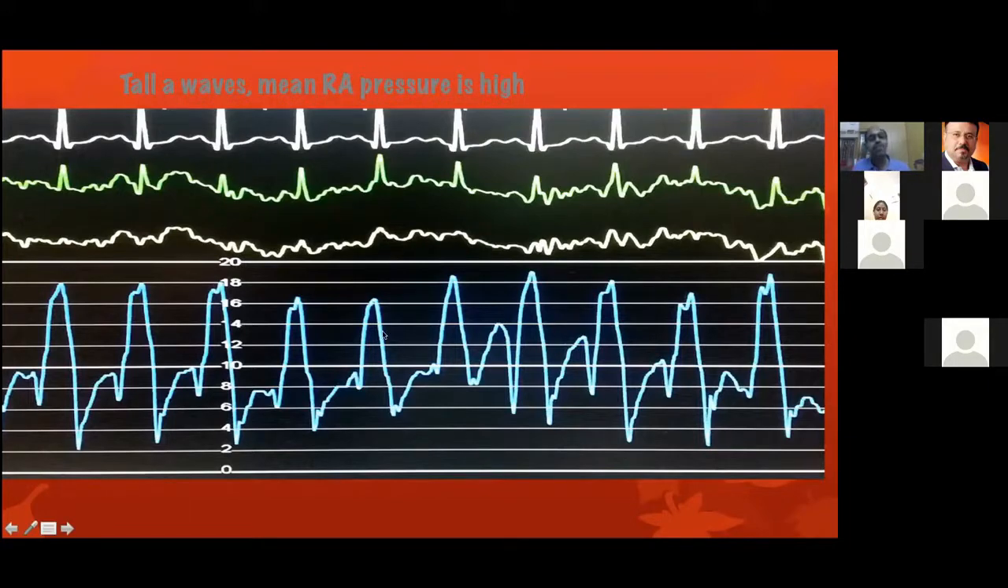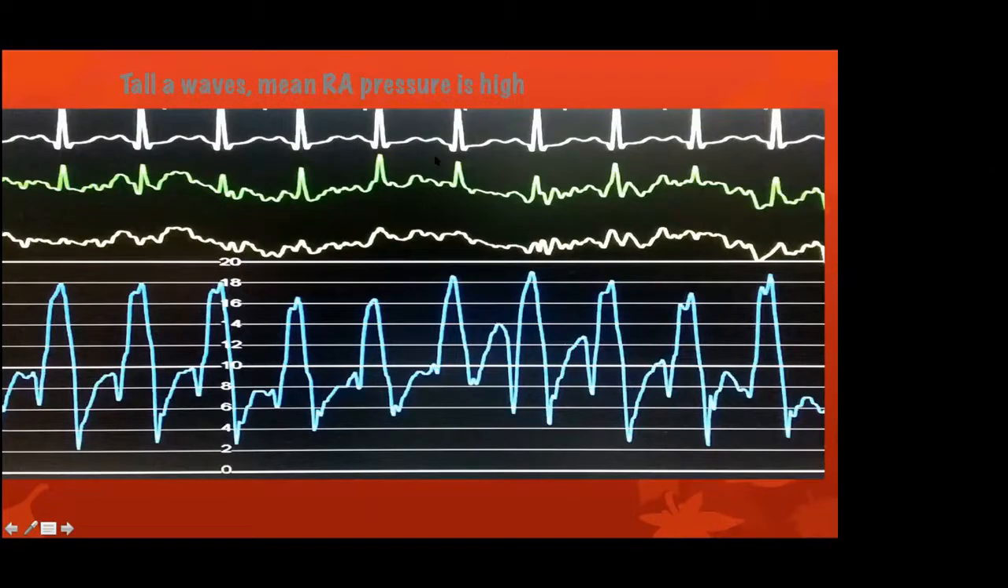Right atrium, this is a right atrial pressure trace with very tall A waves. So the mean pressure is also high. So what is seen here? The right atrial A waves are as high as 17 to 18 millimeters of mercury.